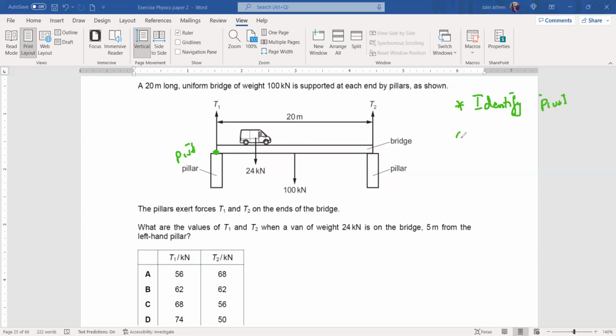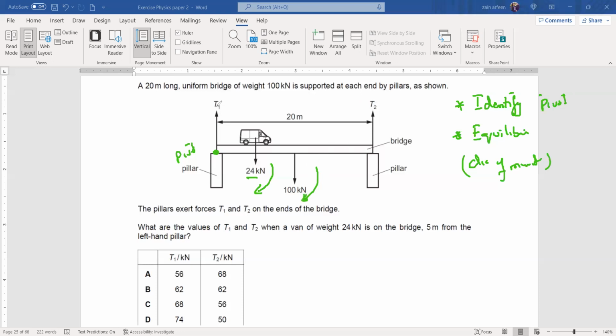Now, what is the second point? The second point is we identify the direction of the moment and consider the object is in equilibrium. So we consider the object is balanced, in equilibrium, and we identify the direction of the moments, like which direction the force is causing a moment. So this 24 kilonewton, which direction will it try to cause a moment with reference to this pivot? Clockwise. Same thing, 100 kilonewton, which direction will it try to cause a moment? It will also be clockwise.